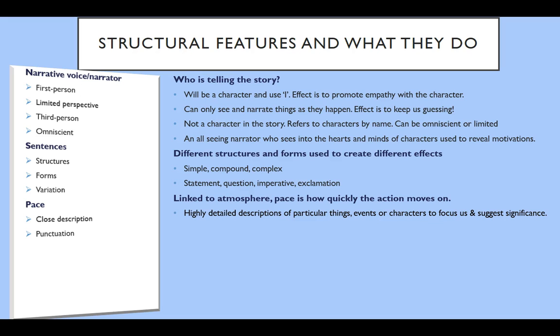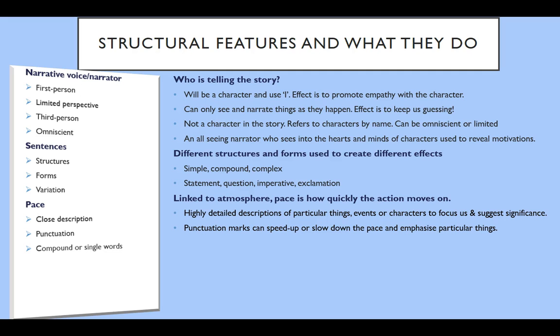Look at the punctuation that's being used. Punctuation marks can be used to speed up or slow down the pace, to emphasise particular things, to also convey the way that characters are speaking as well. So don't overlook the punctuation. They are very valid elements of structure that you're able to comment on in the exam.